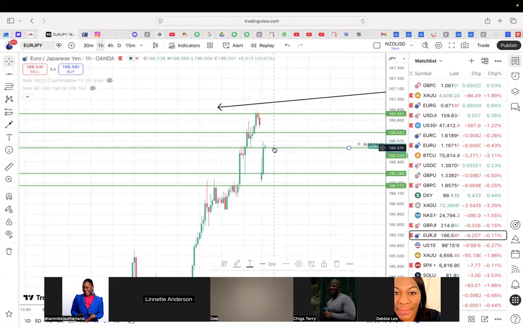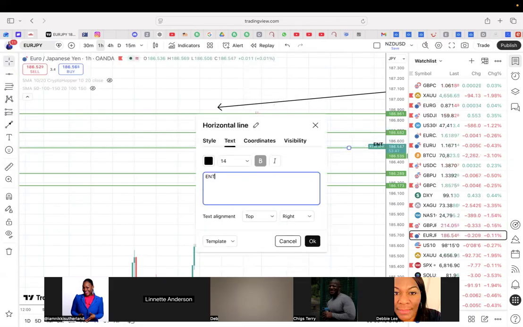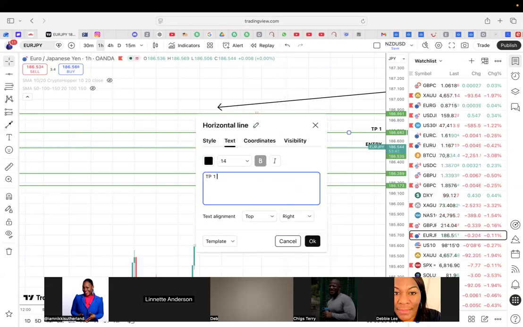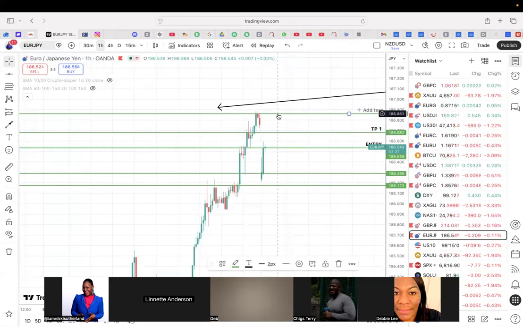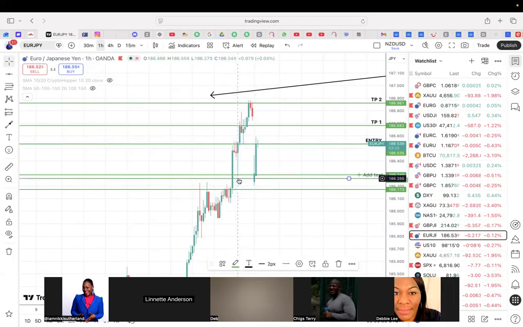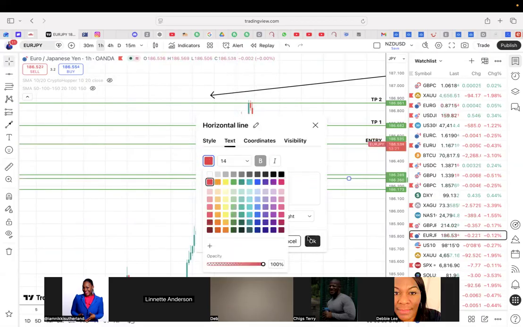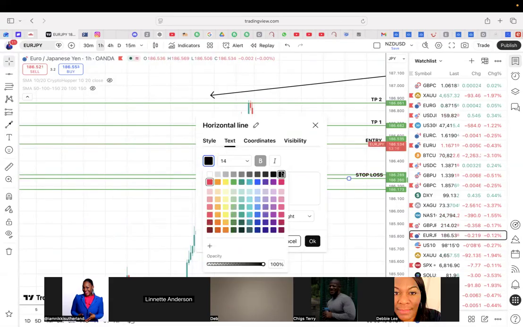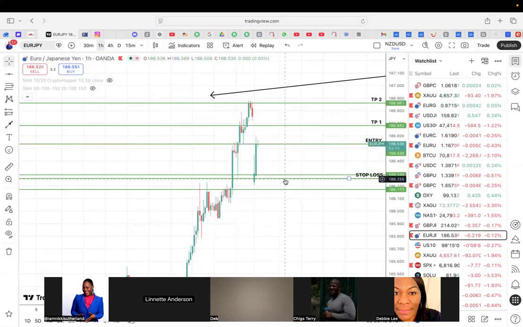So this would be my entry here. Okay. Take profit 1. Take profit 2. And where would my stop loss be? Well, it's going to be under this wick here, which is around here. Am I happy with that? Let's have a look.